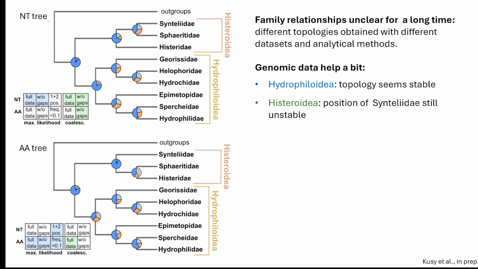So you can see that they have two main lineages. One consists of Georisidae, Holophoridae, and Hydrochidae. The other of Epimetopidae, Spercheidae, and Hydrophilidae.